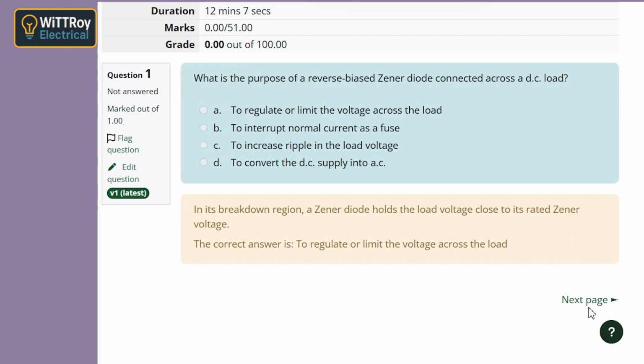So I should choose to regulate or limit the voltage across the load. Yes, that's it. In its breakdown region, a Zener diode holds the load voltage close to its rated Zener voltage. Right, I had put it in the fuse category. The voltage regulating part is what I missed.